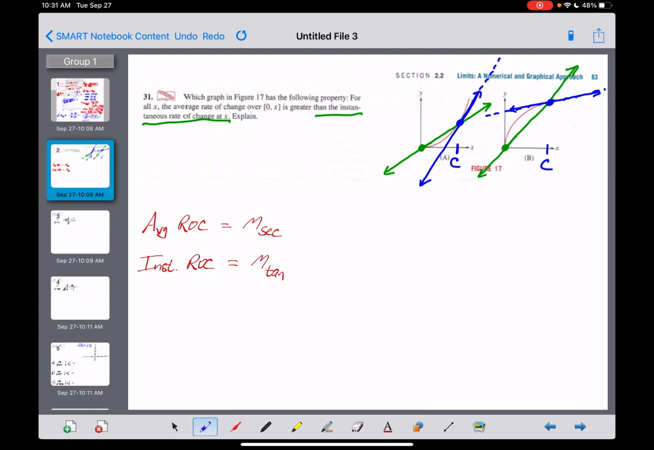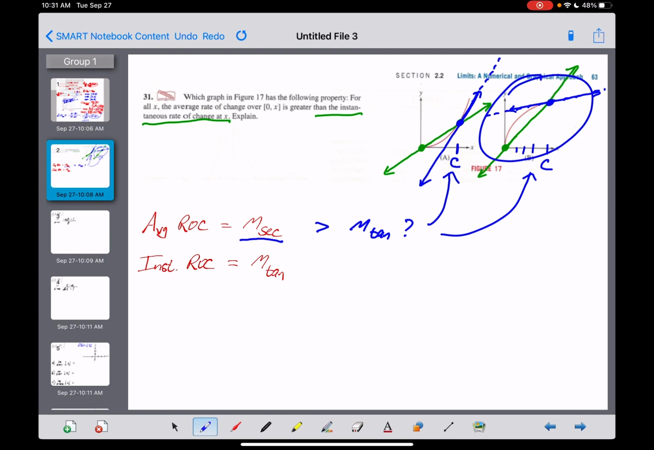So the question was, okay, in which of these graphs has this property here where the average rate of change on the interval from 0 to c is greater than the instantaneous rate of change at c? We want to know, where is the slope of the secant greater than the slope of the tangent? Does that happen on graph A, or does that happen on graph B? It's graph B here, guys, where the slope of the secant is greater than the slope of the tangent. And that would have happened at any c value that I had picked along the way.